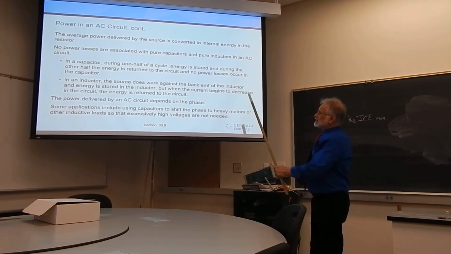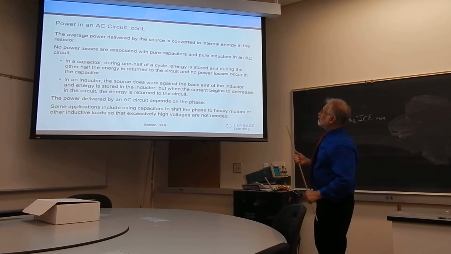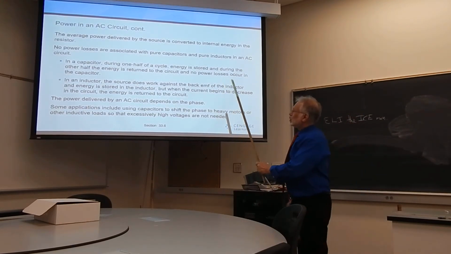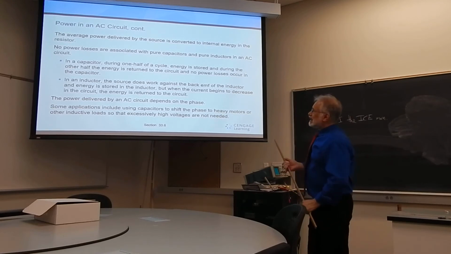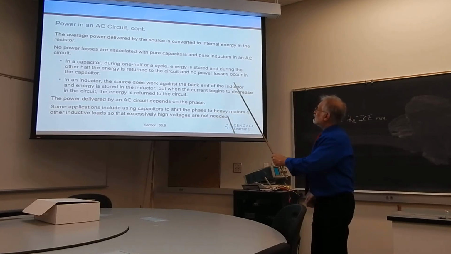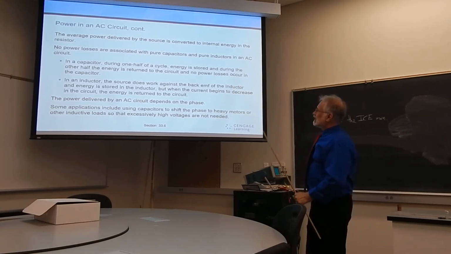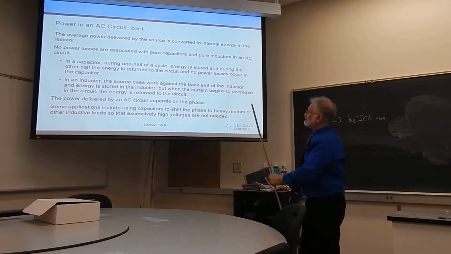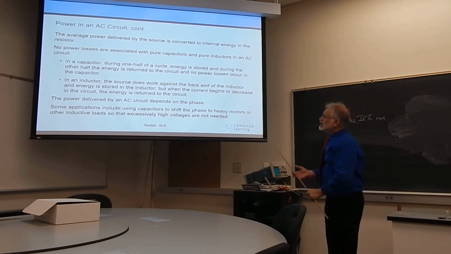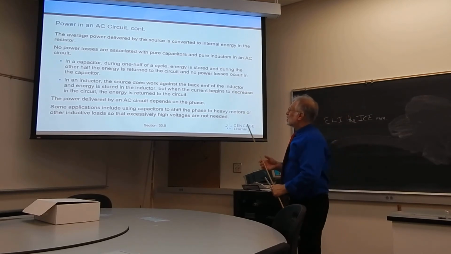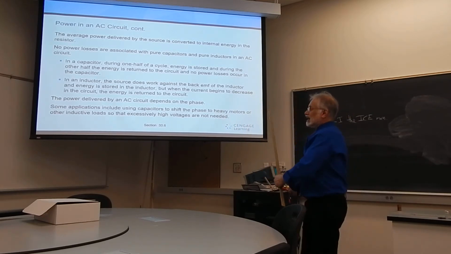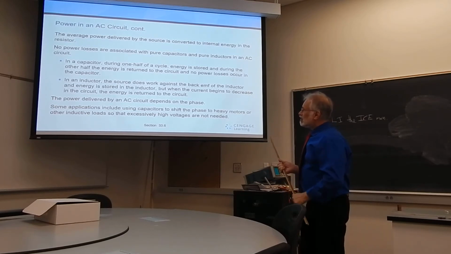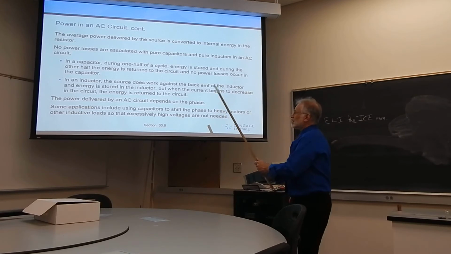So in this case, we expect power being converted to internal energy in a resistor. We said that before. But what that also means is you don't expect to have power losses in capacitors and inductors in an AC circuit. What is happening in the capacitor is that during the first half of the cycle, we store energy, and during the other half of the cycle, the energy is returned to the circuit, and the capacitor is not the cause of any power losses. Same thing for the inductor.